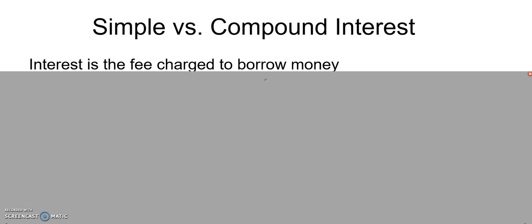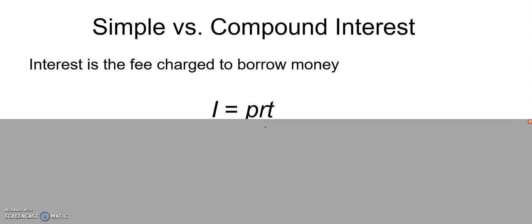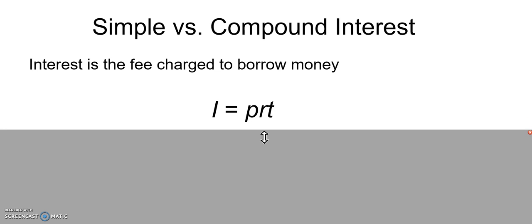So let's take a look at how simple interest is calculated. Interest I is calculated by simply multiplying what we call the principal, which is the amount of money that you're investing, times the rate, or the interest rate, always given as a percent, times the time, and generally the time is given in years.